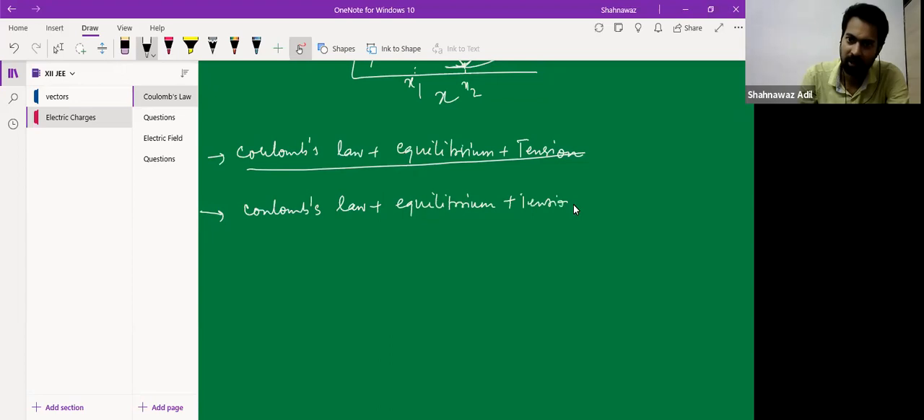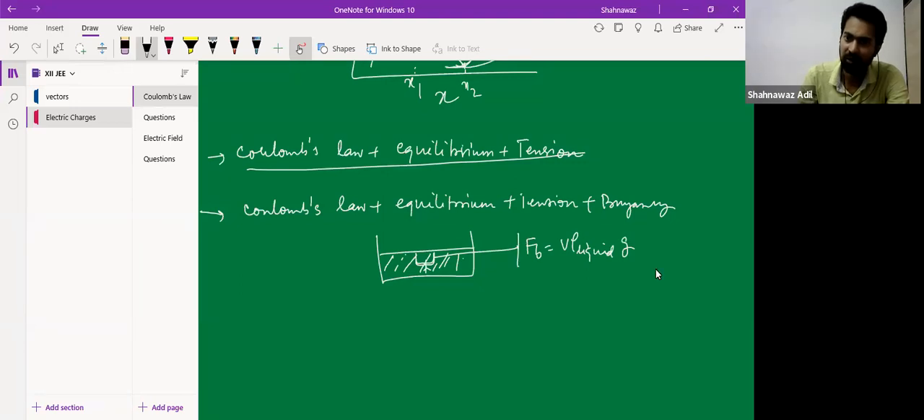And we know that buoyancy force is, let's say if you have some liquid here and some object is immersed in this liquid, this will experience an upward force, and that upward force is equal to the volume, the density of this liquid, and the gravitational acceleration. So we will use this idea, and you will see another type of question that has been asked.